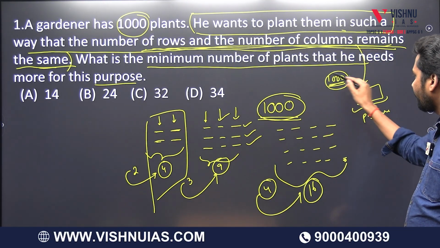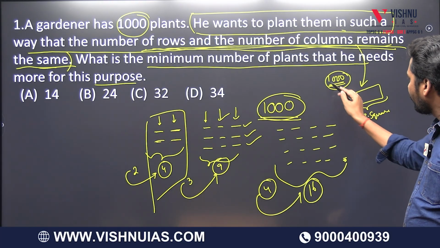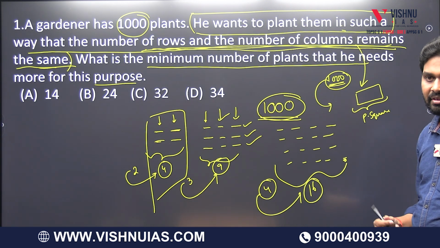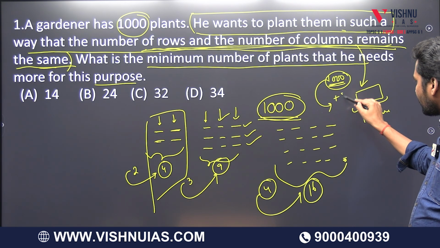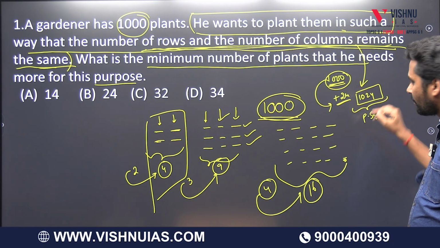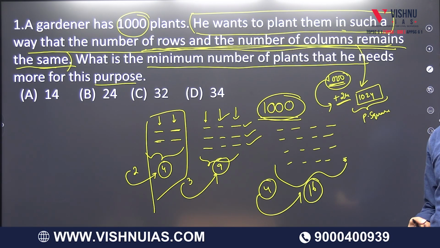1000 is not a perfect square. So in order to get a perfect square, what is the number we should add? The nearest number? Yes, 24. If I add 24, now we get 1024. 1024 is a perfect square.